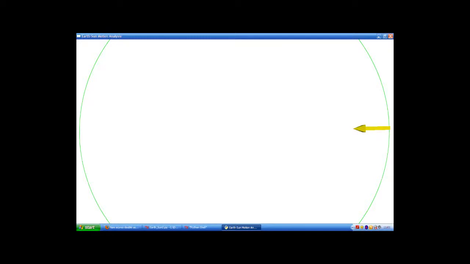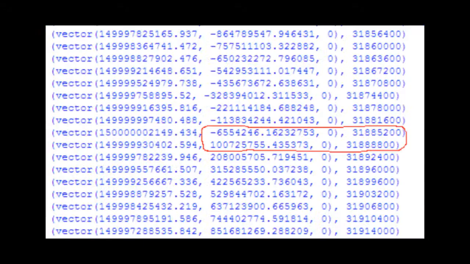By observing the position data, we find that the Earth returned to its original position at a time of 3.188 times 10 to the power 7 seconds, which is equal to 369 days. So the prediction is about 4 days greater than the actual time period. One explanation could be the fact that we are assuming the path to be circular. The Earth actually follows an elliptical path.